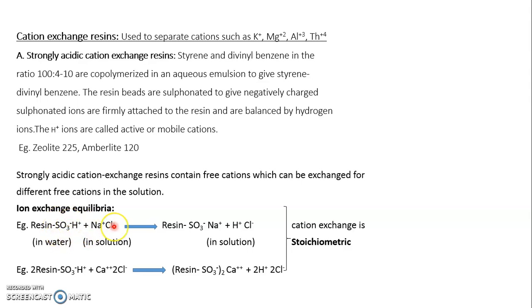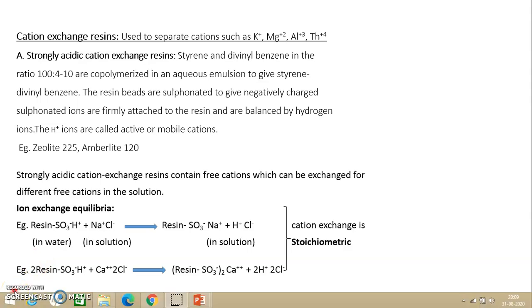So this is typically the way in which we show a strongly acidic cation exchange resin having sulfonic acid as a group. If you're putting sodium chloride solution into the resin, what happens is that you can see H plus ions are replaced by an equivalent number of sodium ions. So it is a stoichiometric exchange. That means for one hydrogen ion, only one sodium ion will get replaced. Similarly, when you have calcium ion getting exchanged, obviously calcium has a +2 charge. So for one calcium ion, 2 H plus ions have to get replaced.